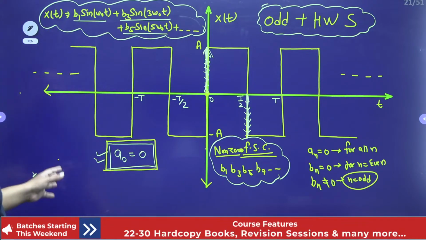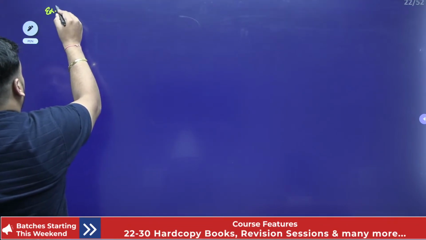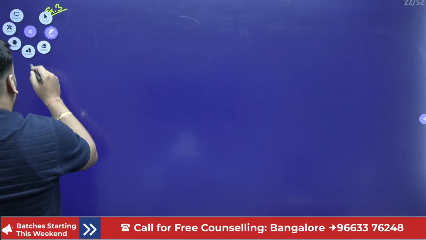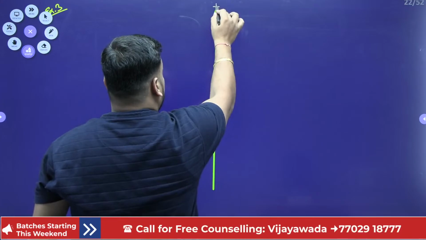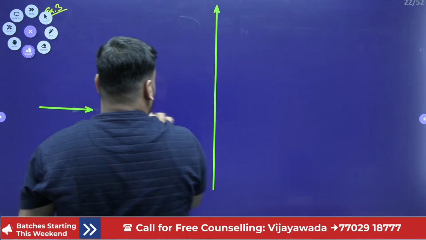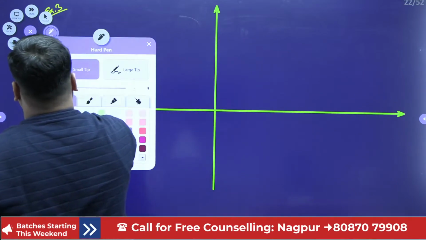Let's go ahead. Now I am going for example number 3. So all of you tell me, in example number 3, is the signal an even signal or odd signal, or is this signal HWS or not? You need to identify. You all need to reply.